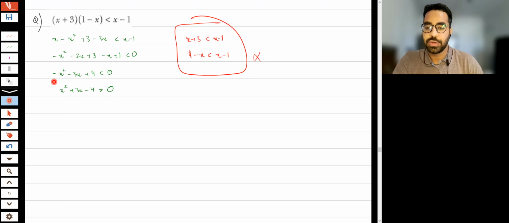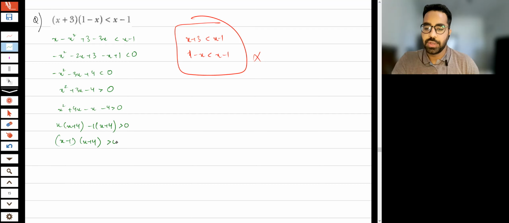Why? Because whenever you multiply both the sides of the negative sign, you're going to change the sign of the inequality as well. Now break the middle term. This will become x squared plus 4x minus x minus 4 is greater than 0. So x plus 4, x minus 1, x plus 4 is greater than 0. So x minus 1, x plus 4 is greater than 0.